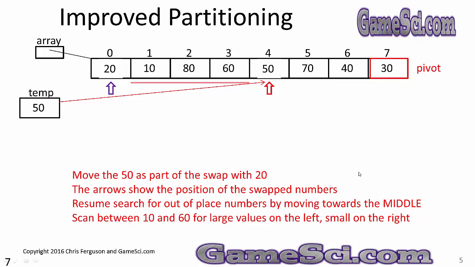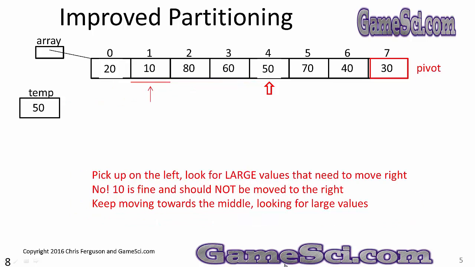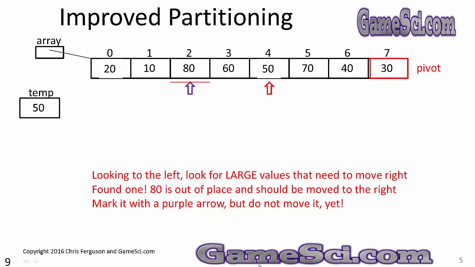Scan between 10 and 60 for large values on the left and small values on the right. Picking up on the left, we're looking for large values that need to move right. No, 10 is fine. It should not be moved to the right. Keep moving towards the middle, looking for large values. Looking to the left, looking for large values that need to be moved to right.